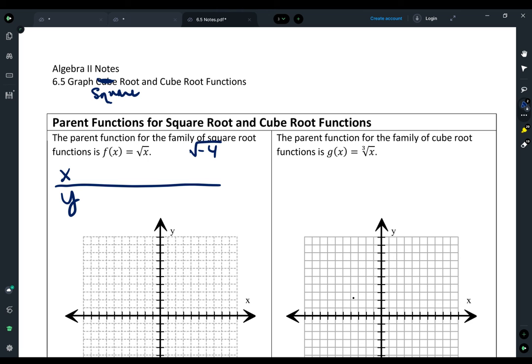So the smallest number that I actually can square root is 0. The square root of 0 is 0. So I'm going to put a 0 in for x and then 0 in for y. I put a 1 in for x, square root of 1 is 1.